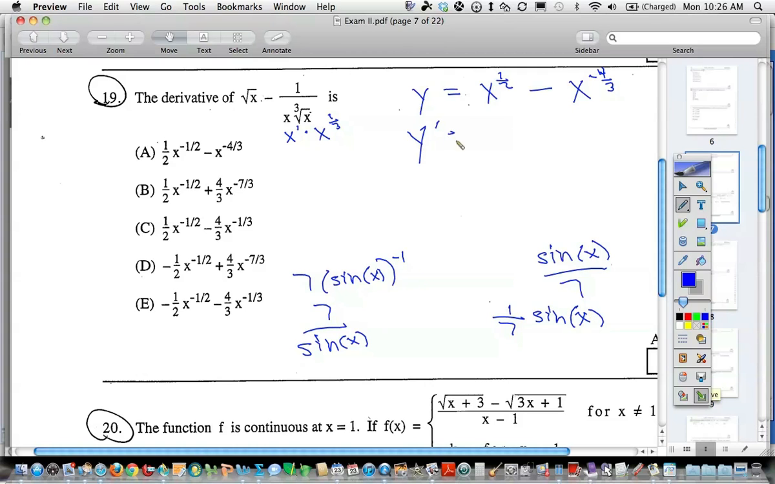Well, anyway, back to this one. We get 1/2 x to the -1/2. Bring the negative. Yeah, now it's pretty easy, isn't it? So we get a positive 4/3 x to the what? We subtract 1 and we subtract 3/3. So that'd be -7/3. So B.